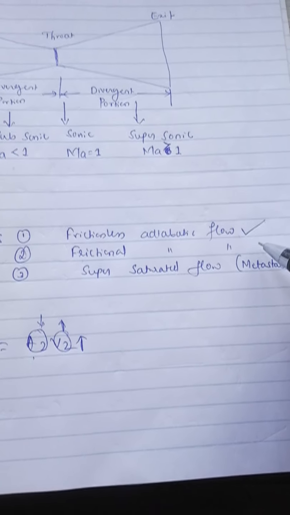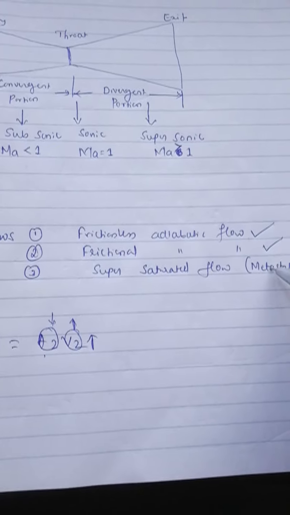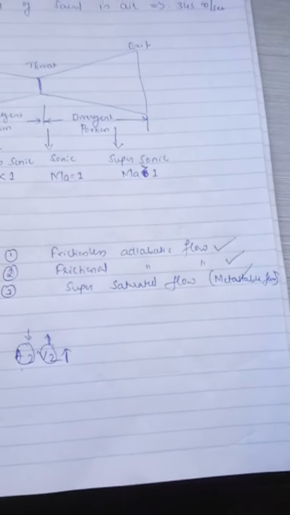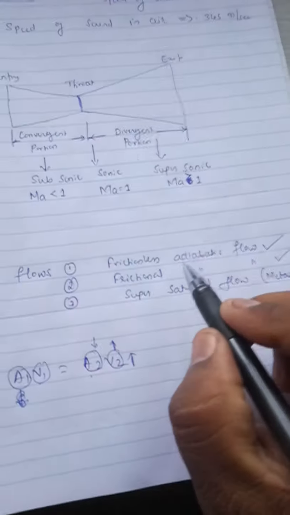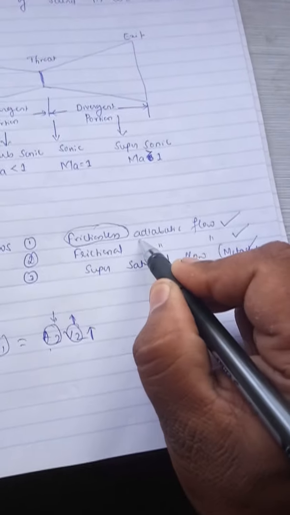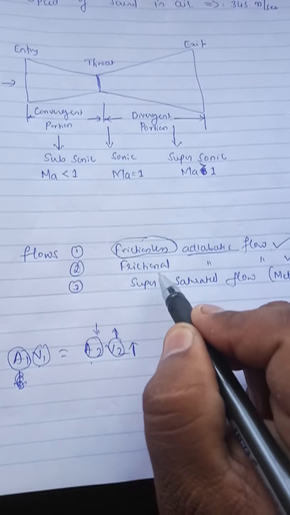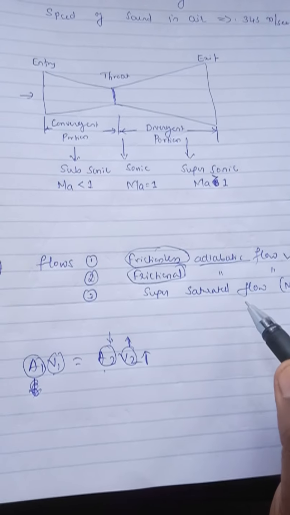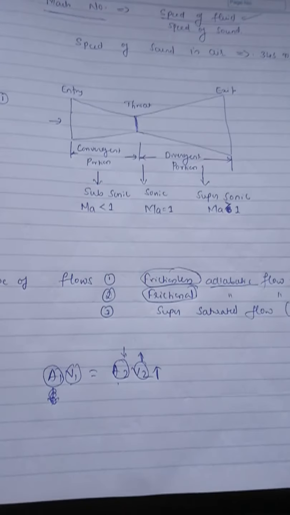Second one is frictionless adiabatic flow, frictional adiabatic flow, and supersaturated flow. So these are very simple types of flows. Here, frictionless means we are neglecting the friction and considering purely ideal adiabatic flow. Here we are considering friction, taking the friction into account and calculating the velocity of the fluid. And supersaturated flow is a new one, it is called metastable flow. I will explain now one by one.